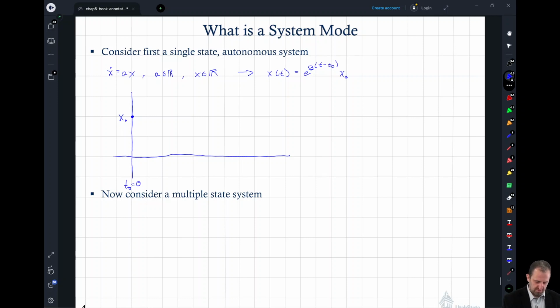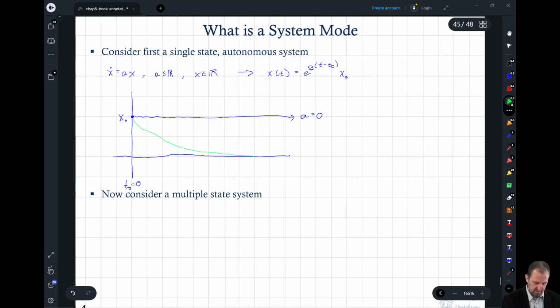Now let's do the simplest version. If a is equal to 0, this would correspond to a straight line. Then e to the a is just going to be equal to 1, and so x of t is equal to x naught for all time. Now if a is less than 0, we end up getting an exponential decay. And if a is greater than 0, we get an exponential increase.